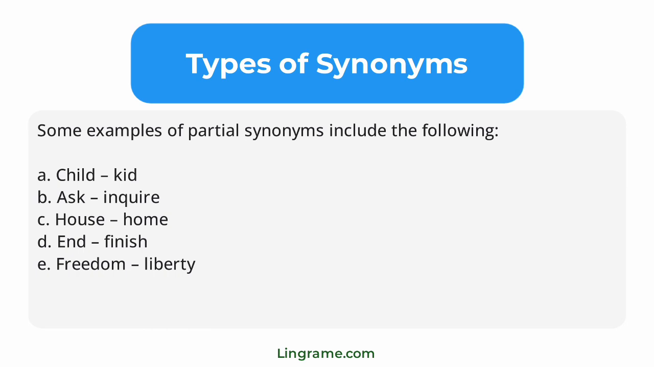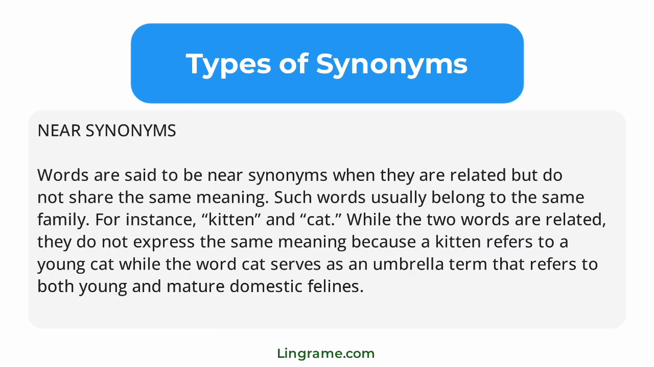Some examples of partial synonyms include the following: child, kid. Ask, inquire. House, home. End, finish. Freedom, liberty. Near synonyms. Words are said to be near synonyms when they are related, but do not share the same meaning. Such words usually belong to the same family. For instance, kitten and cat. While the two words are related, they do not express the same meaning, because a kitten refers to a young cat, while the word cat serves as an umbrella term that refers to both young and mature domestic felines.